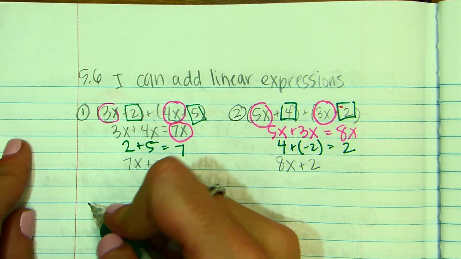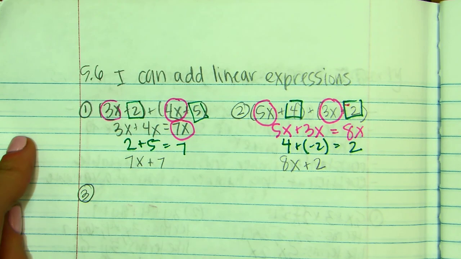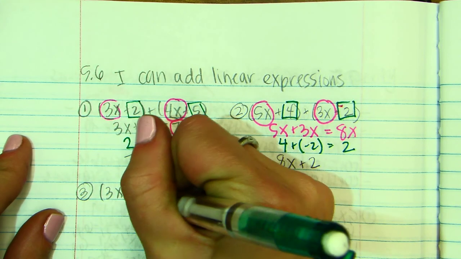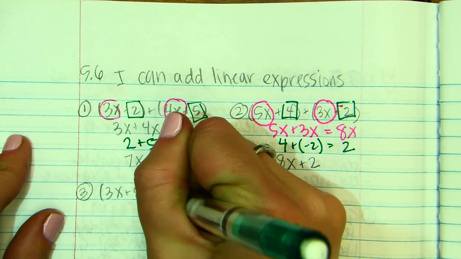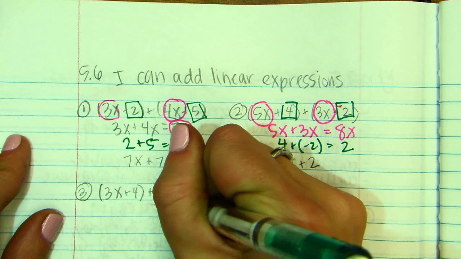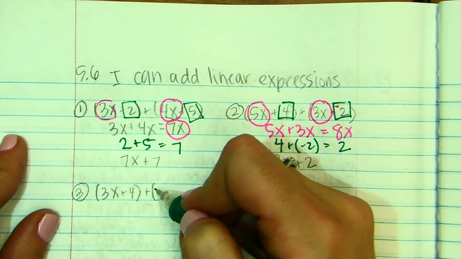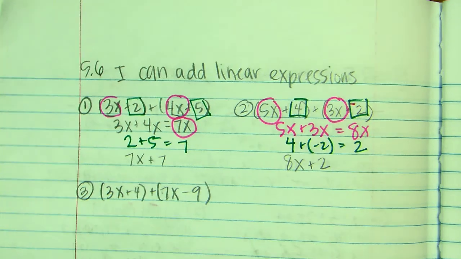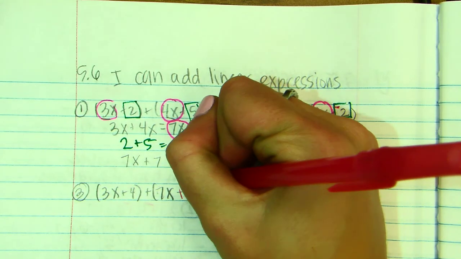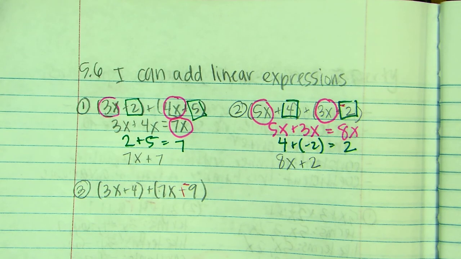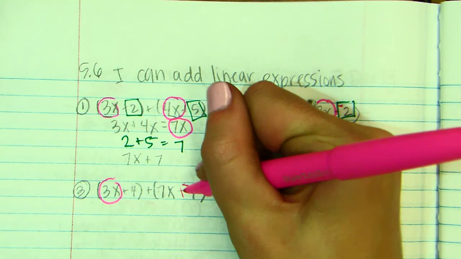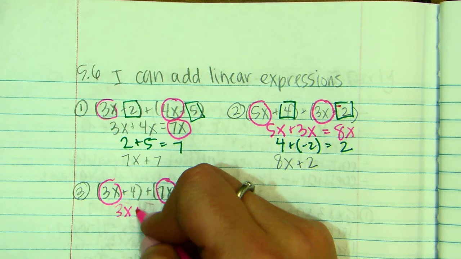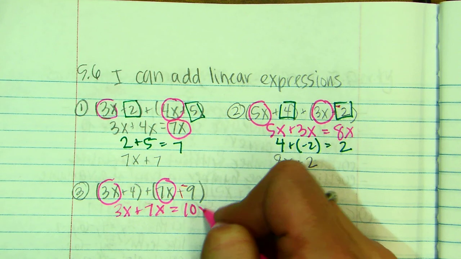Okay, for example 3, let's do 3x plus 4 plus 5. No, let's not do 5. Let's do 7x minus 9. This one's going to be a little bit different. We're going to start it the same way. We're always going to change the sign of the one behind. Then we're going to add the like terms. Those two go together, so I have 3x plus 7x equals 10x.